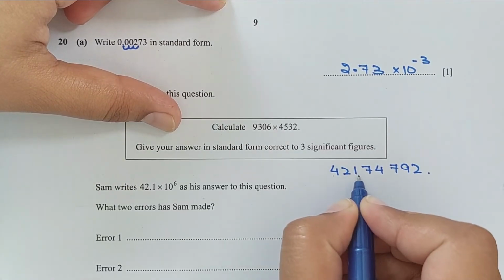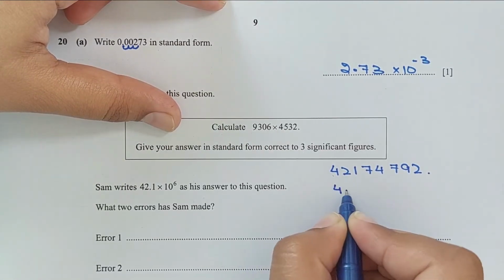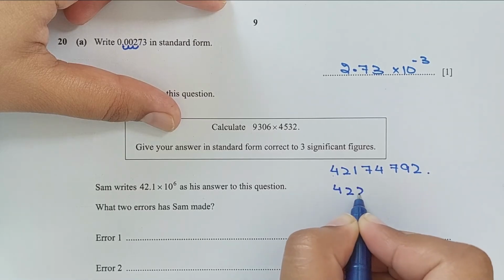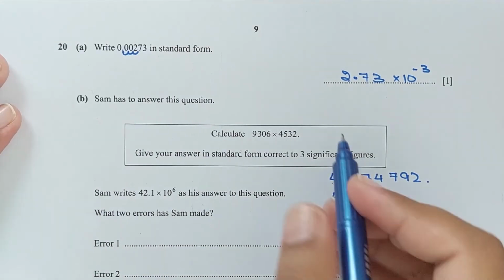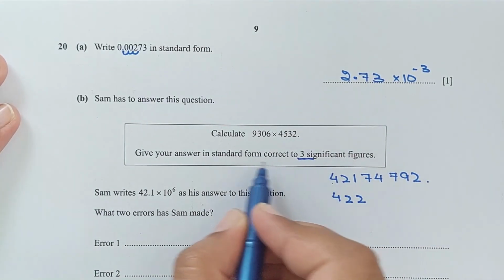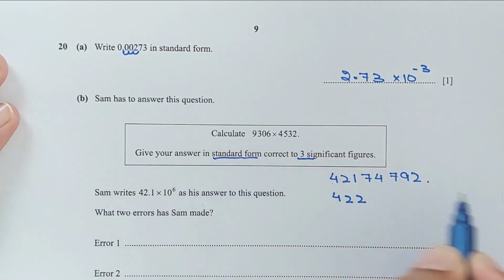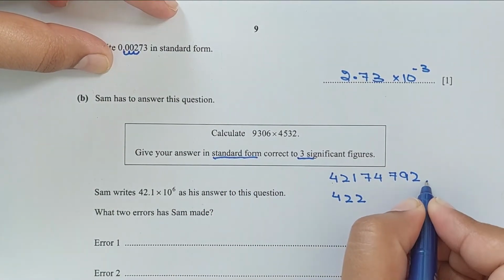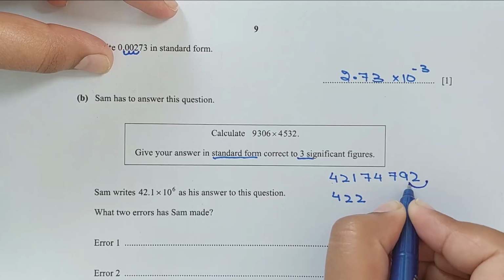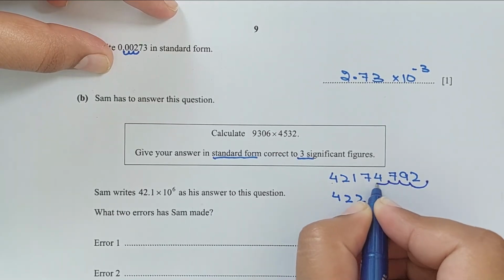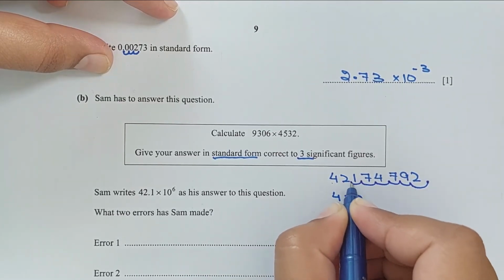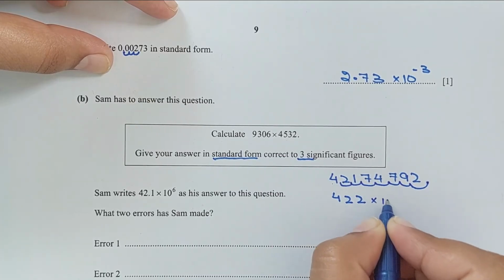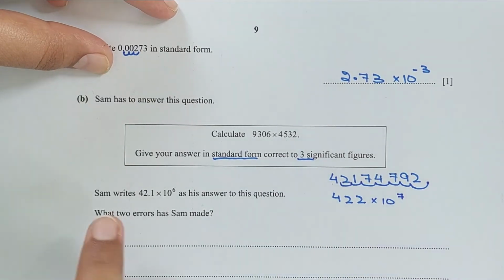So 1, 2, and 3. So the 3 significant figures are 4, 2, and 2. This is 3 significant figures, and we need to write it down in standard form as well. So for standard form, we have to move the decimal point 1, 2, 3, 4, 5, 6, 7. So times 10 power 7. This is the correct answer.